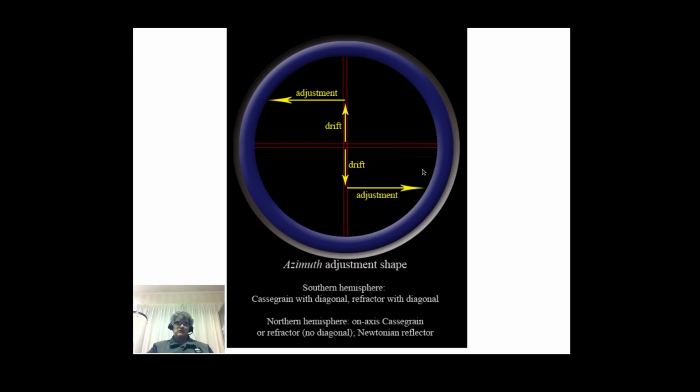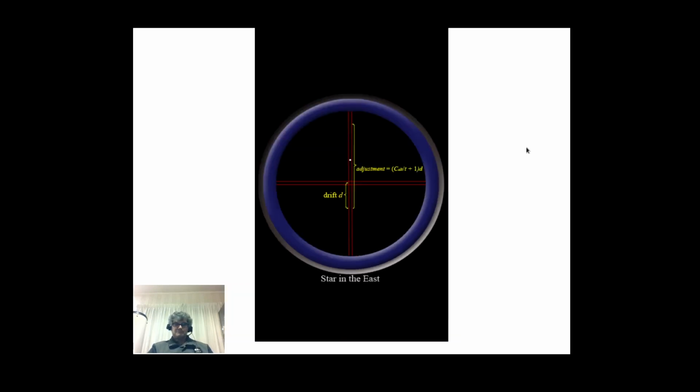This depends on the type of telescope, because depending on whether there are diagonals and things like that, it can be a bit confusing. Probably the easiest way to figure out that you're going the right way is if you make a small adjustment. If it gets worse, you're going the wrong way. And this is what it looks like on the star near the horizon. So this time we're making the adjustment in altitude, and the drift again will either be north or south.